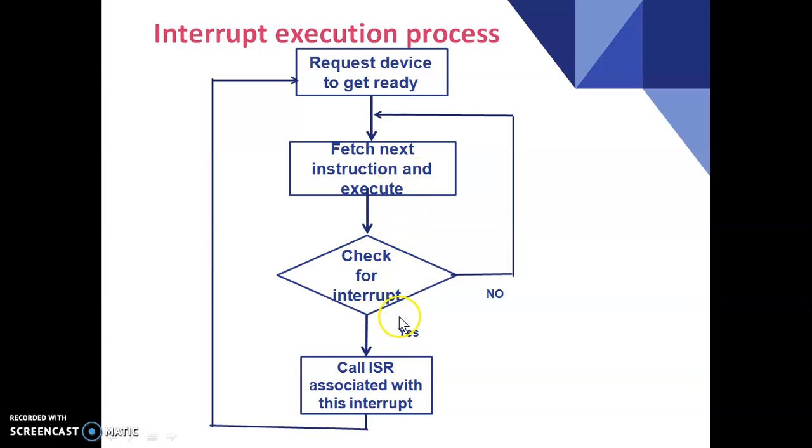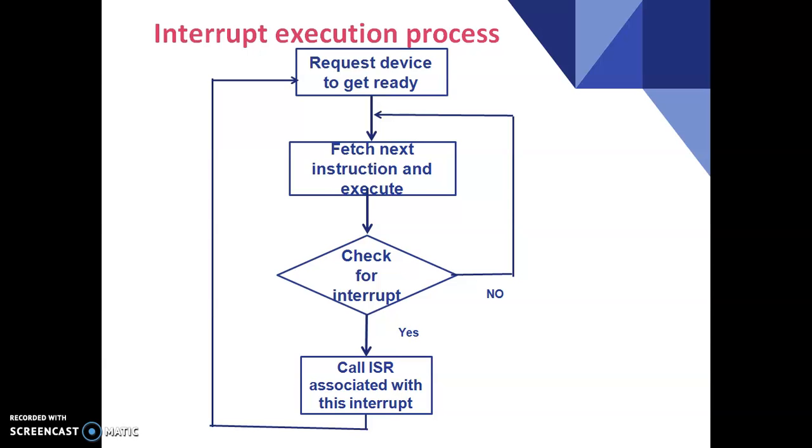So this is the block diagram which shows how the interrupt is executed. After every instruction, the microprocessor checks for an interrupt. If there is an interrupt, it executes that interrupt. Then it will again continue its normal program execution.